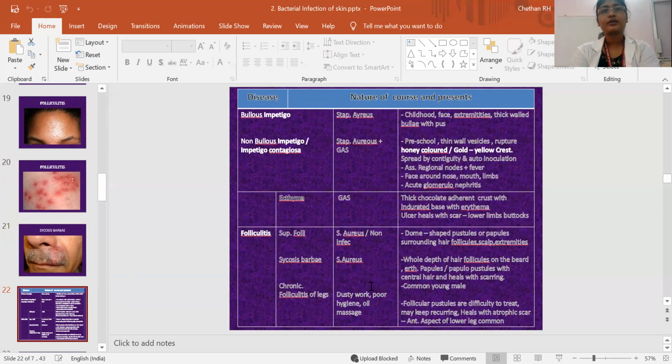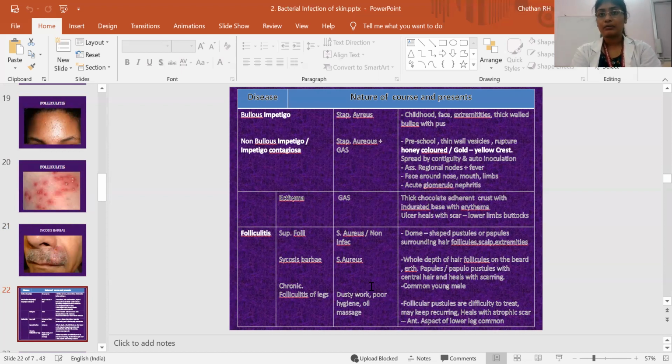Here we are discussing the nature of the course and how it presents. Bullous impetigo is usually caused by Staph aureus. It is present mainly on the face or extremities in childhood with thick walled bullae with pus. The second one is non-bullous impetigo, or impetigo contagiosa, where the bullae-like presentation is absent. It is caused by GAS and Staph aureus.